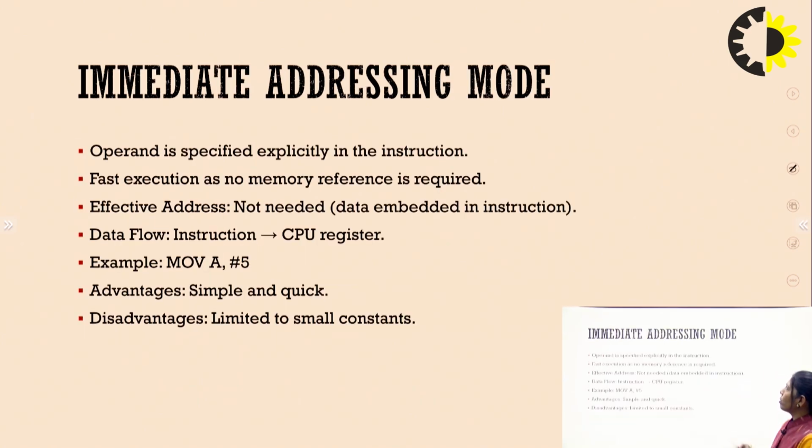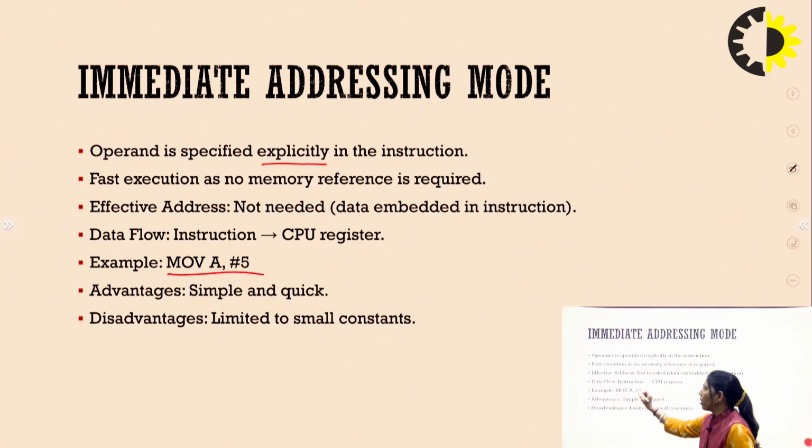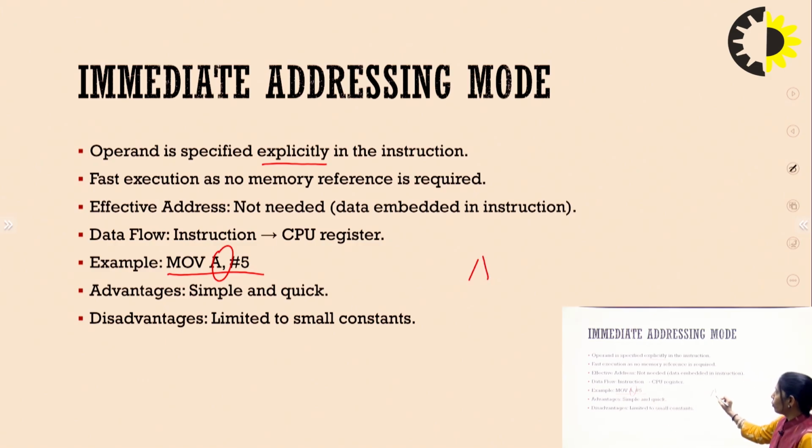The very first addressing mode is the immediate addressing mode. In the immediate addressing mode, the operand is explicitly given in the instruction itself. Explicit means we can immediately get the operand directly in the instruction. For example, let's consider this instruction. It says the value is to be moved to the accumulator, and that value will be directly fetched from the instruction only.